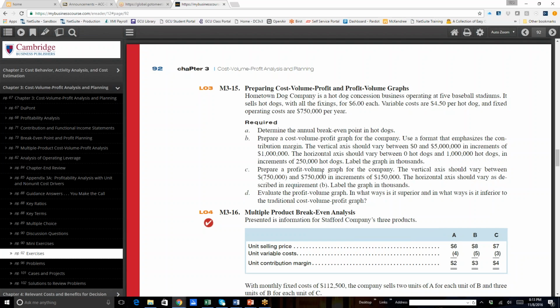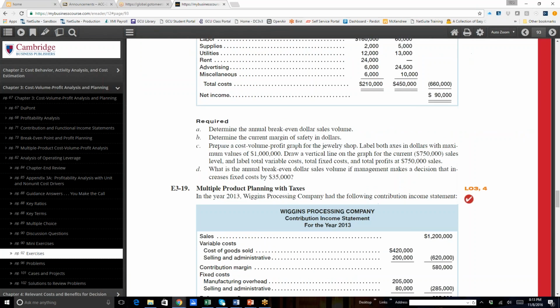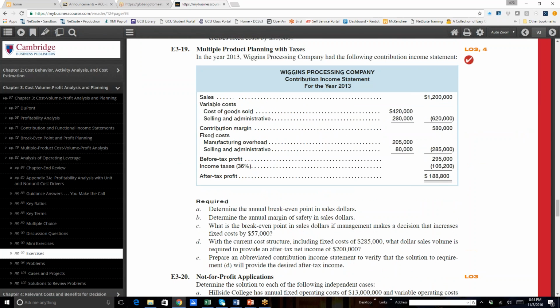Okay, chapter 3. Exercises. Okay, so here's chapter 3. So you can see the 200,000 is the selling and administrative costs, right?